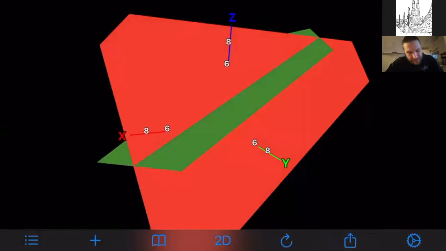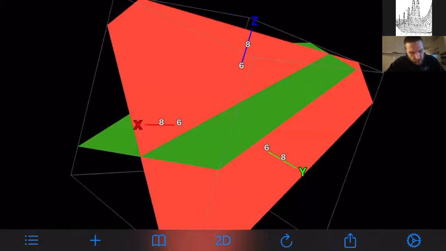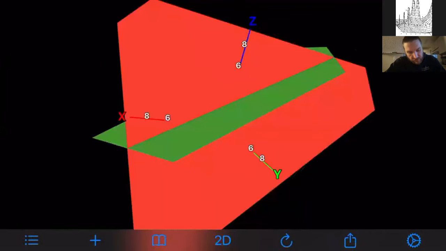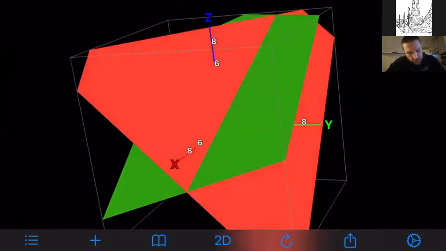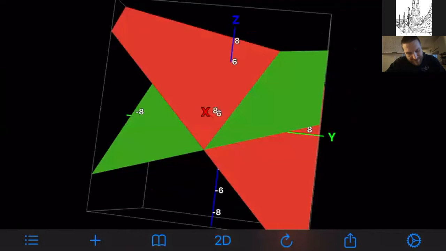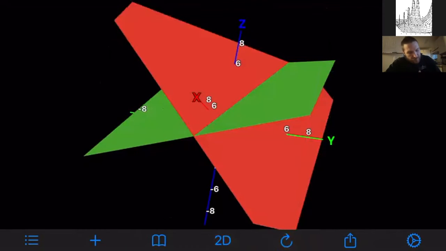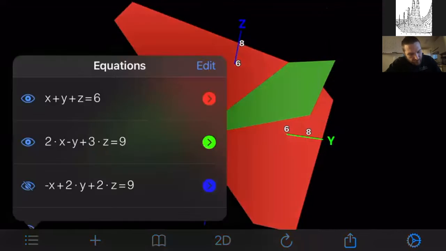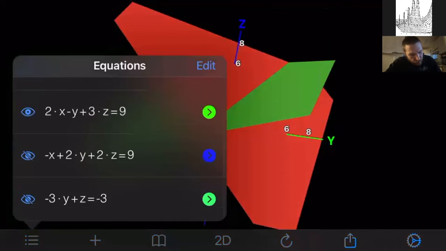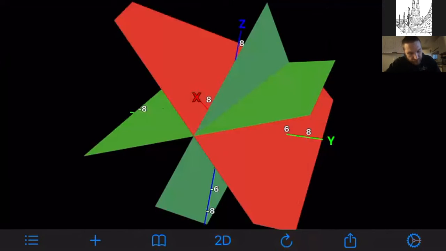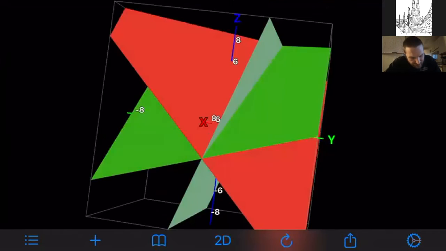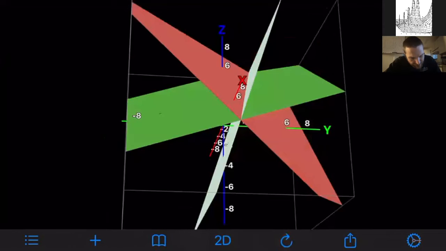So since we're adding the first two equations together, let's just look at the planes that those equations define. We have the red is the first equation and the green is the second. And when we add them together, in the way that we did, we got a third equation, negative 3y plus z equals negative 3. And let's see what that looks like. I'm also going to do that one in green. And you could see that it intersects the exact same line.